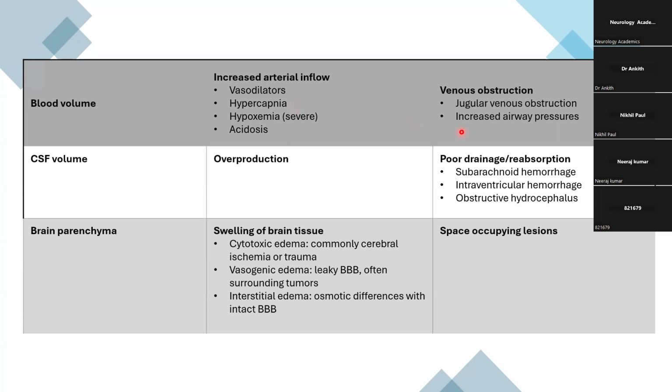Similarly, when there is a venous obstruction, again the total amount of blood within the brain increases. This is seen in conditions like IJV obstruction, or suppose it's a mechanically ventilated patient, and we're giving too much PEEP, positive end expiratory pressure. If we give too much PEEP, again the venous return can be impaired, so increasing the blood volume.